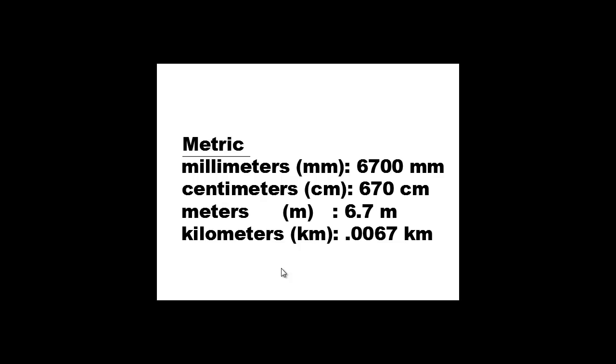Metric units are easily converted to other metric units because the system was designed using decimal increments to determine unit sizes. These values represent exactly the same distance expressed in the various metric units of measurement. 6,700 millimeters, for instance, is equal to exactly 6.7 meters.